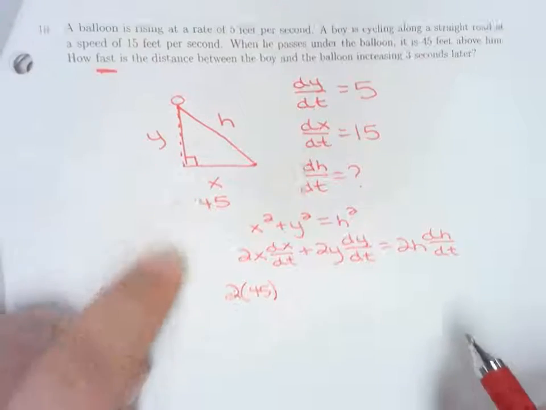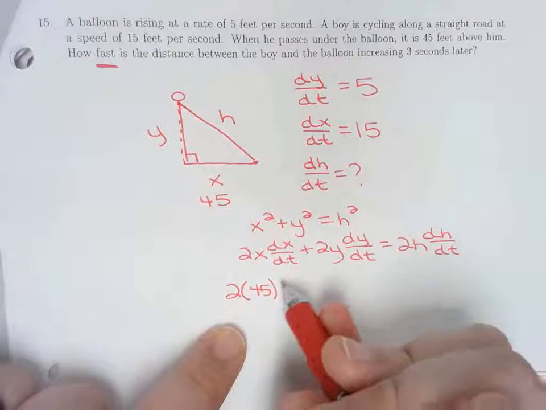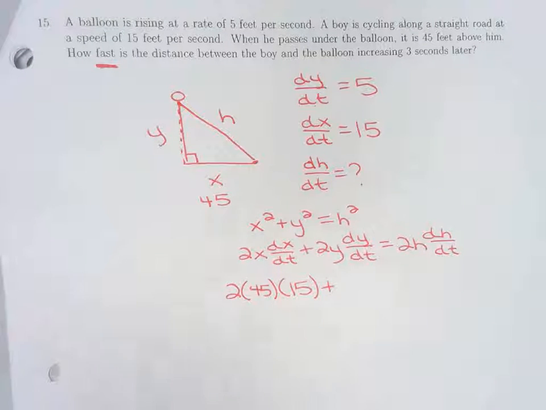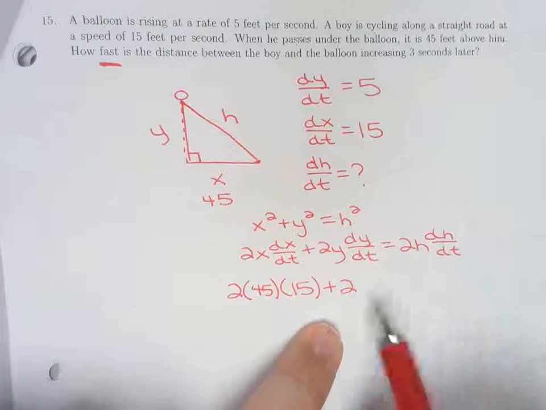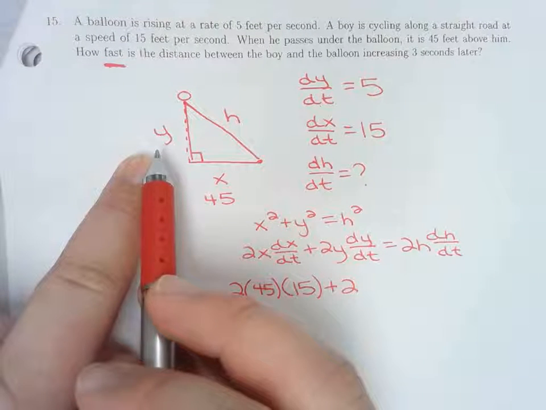I'm glad you picked up on that. dx/dt we know is 15. We've seen one similar. We didn't use the same wording as balloon and boy, but it's a similar setup. Now, we need to know y. I know x is 45. I know y is 60.